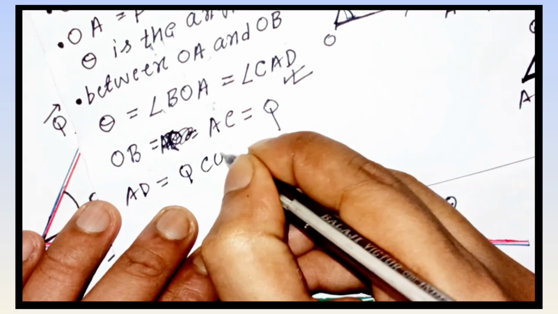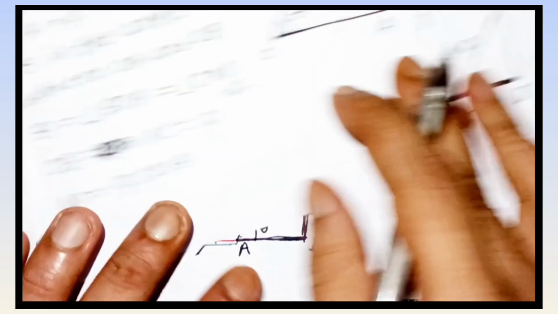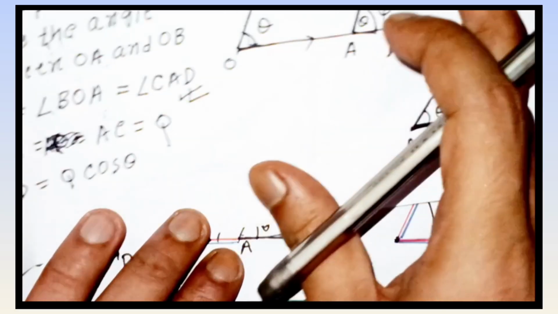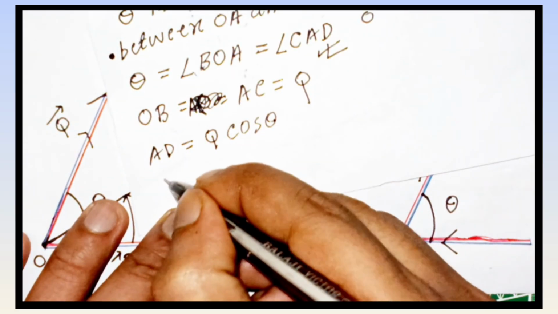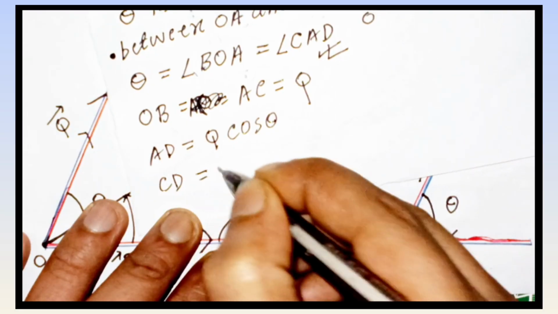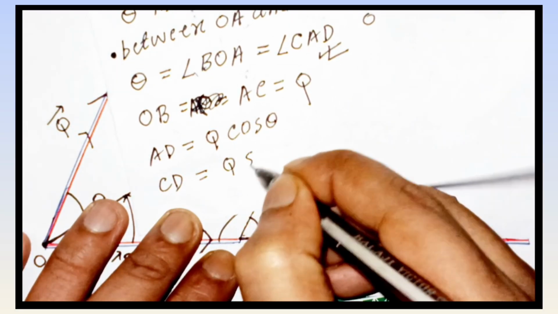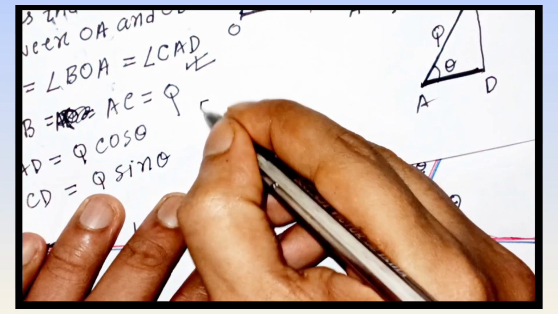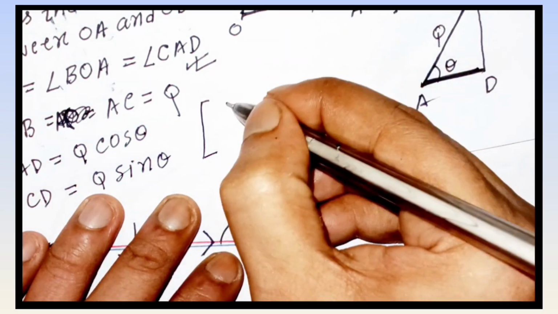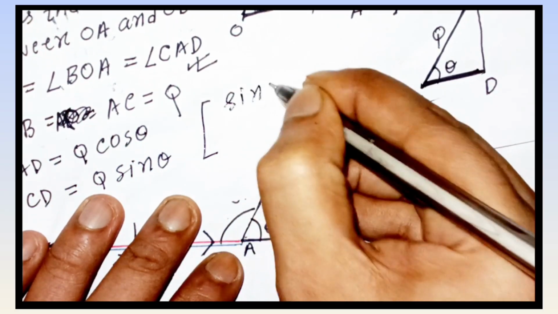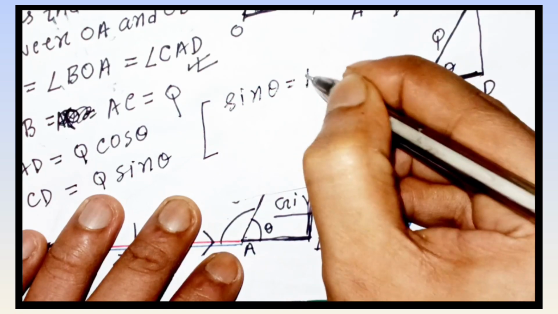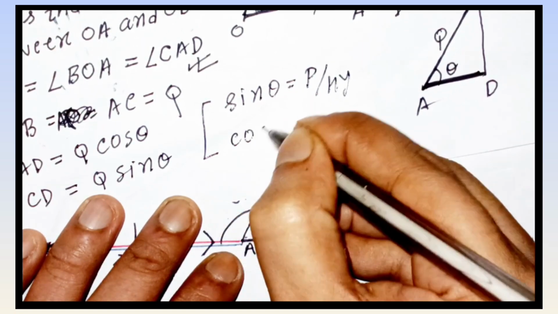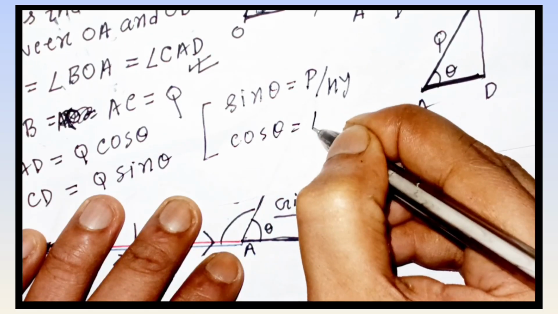CD equals Q sin theta, because theta is attached here, and AD equals Q cos theta. Otherwise you can use the trigonometric rule. Sin theta equals what? Tell me first. Sin theta equals perpendicular by hypotenuse. Perpendicular is CD, hypotenuse is Q. That is, CD equals Q sin theta.